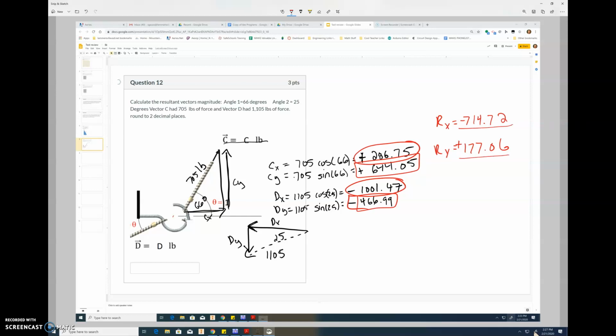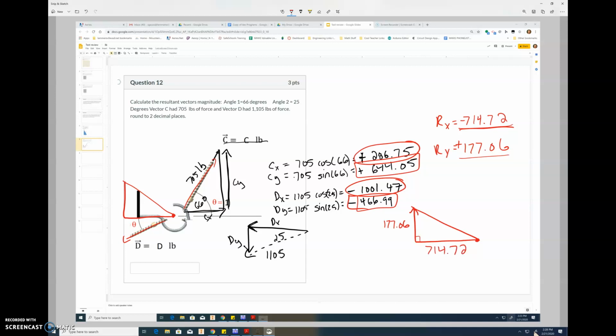So if I have to draw this vector, I'm going in a negative x direction and a positive y direction. And so what's happening here, and I'll draw it to the other side, is I'm getting a resultant vector from these two vectors pulling at those forces. It would be as if someone were just pulling with a y directional force of 177.06 in the positive direction, and we had an x direction pulling in negative 714.72.